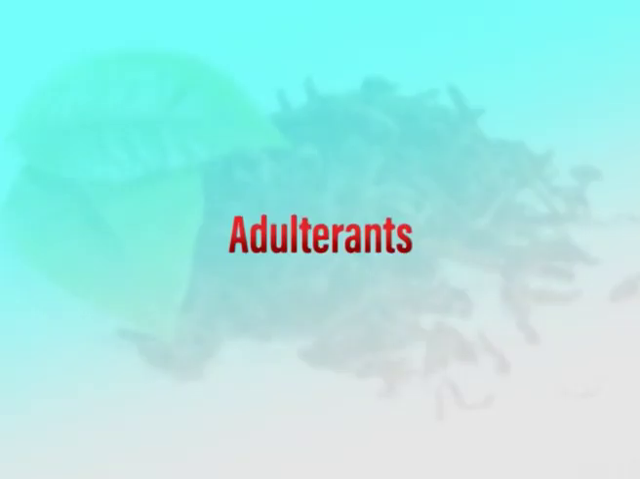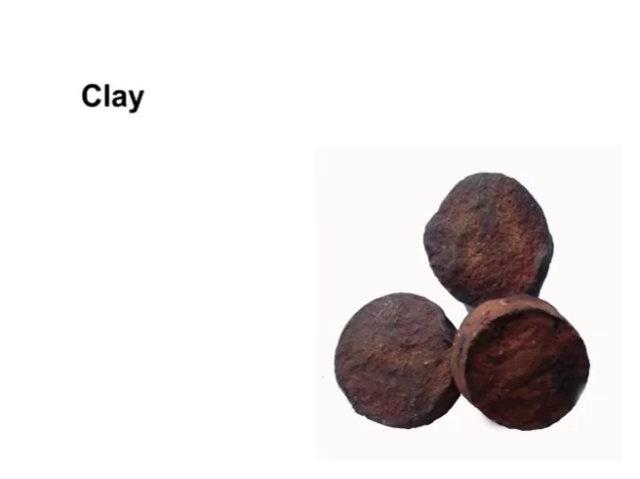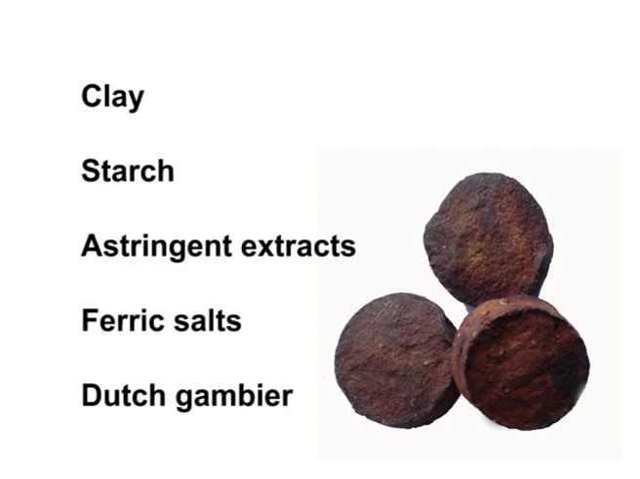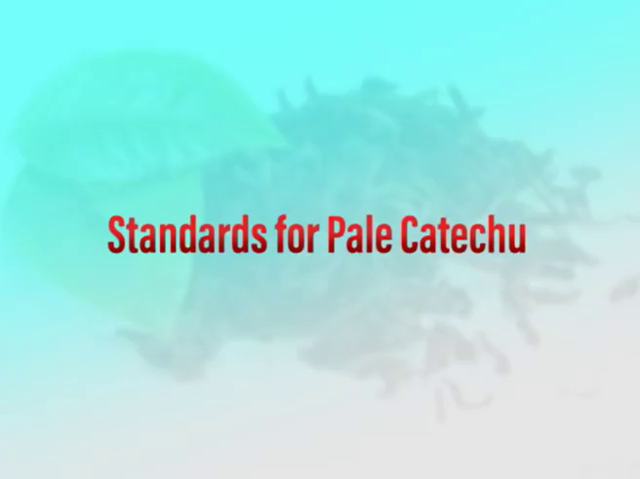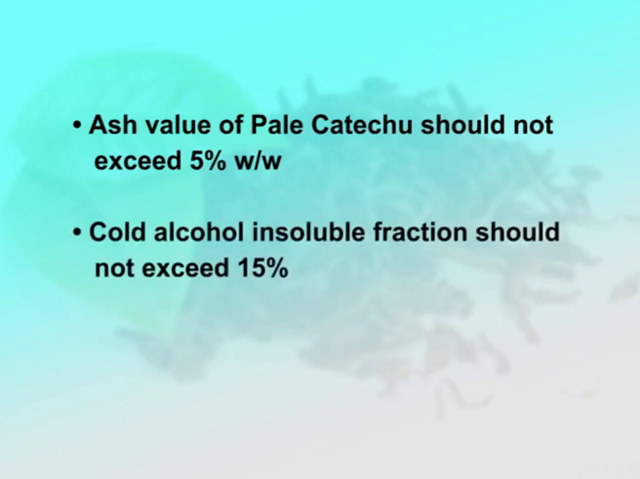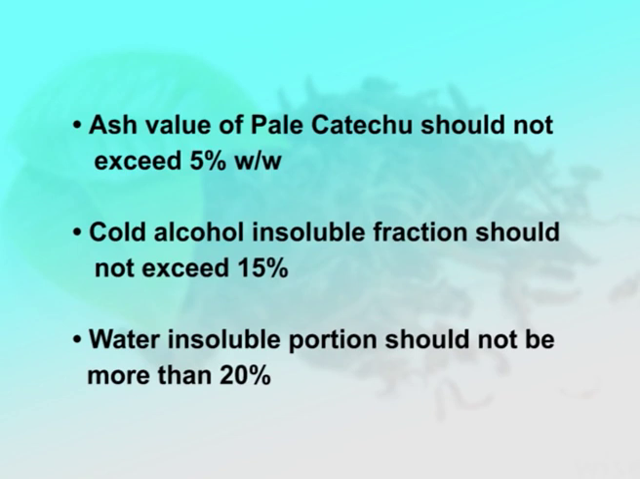Now coming to the adulterants of the pale catechu. Friends, as pale catechu is a costly drug, it is liable to adulteration, and its important adulterants are mineral matter like clay, starch, some astringent extracts and ferric salts, and Dutch gambier. And subsequently, I will be discussing the standards for the pale catechu, which are important. Under this, the ash value of the pale catechu should not exceed 5% weight by weight. The cold alcohol insoluble fraction should not exceed 15%, and the water insoluble portion should not be more than 20%.